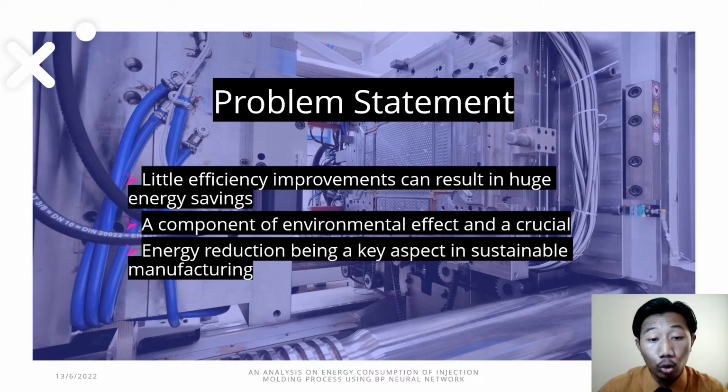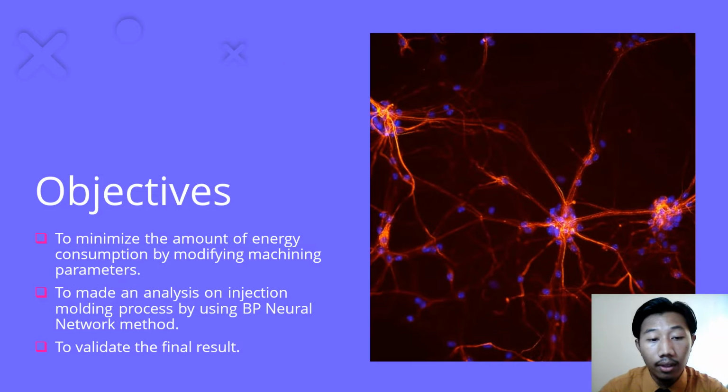In addition to having an impact on product manufacturing costs, energy consumption is a component of environmental effect and a crucial aspect of any overall sustainability strategy. Indeed, the majority of study into environmental effects of manufacturing processes and systems has been on energy consumption patterns, with energy reduction being a key aspect in sustainable manufacturing.